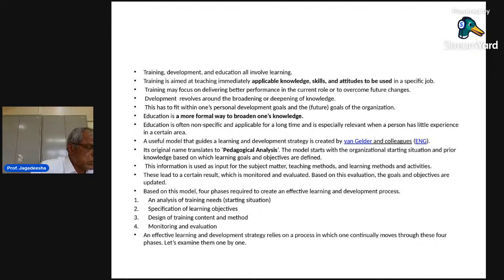Normally, during a particular program, things are non-specific. It will be very generic, especially about business education.